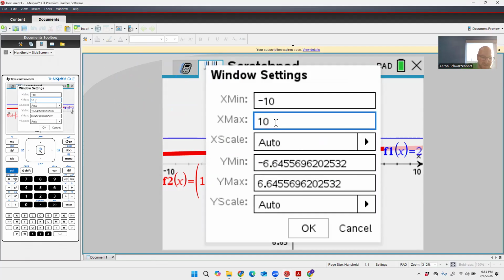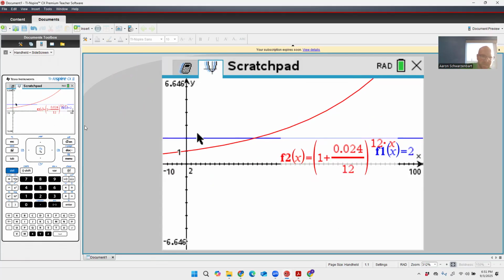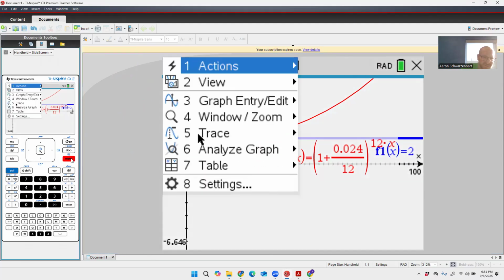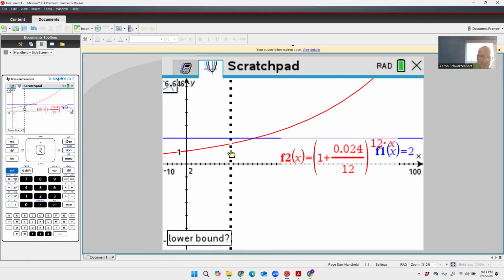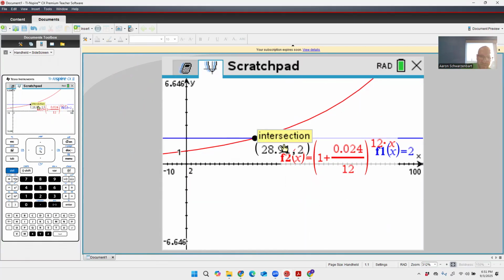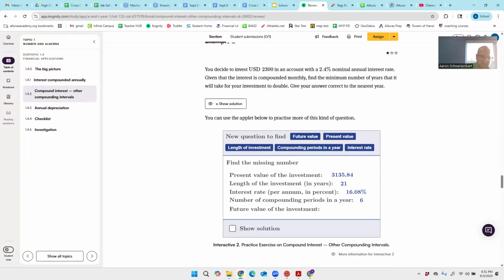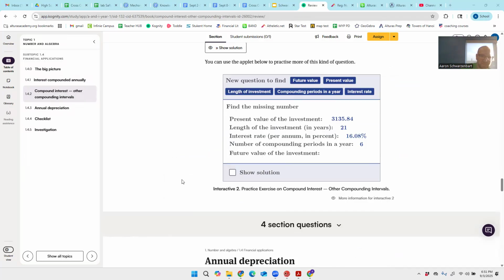So I know I've got to be a lot higher than 10. Let's just go to 100. I'm pretty sure it'll intersect before that. I don't need to change my y's because I can see both of them. Okay, now I see the intersection. Menu, analyze graph, intersection. Lower bound is on the left side, upper bound is on the right side. 29.91 years is when this will intersect. Okay, so that's a long time before it has doubled. That is not a very good interest rate, so yes, that's going to take a while.